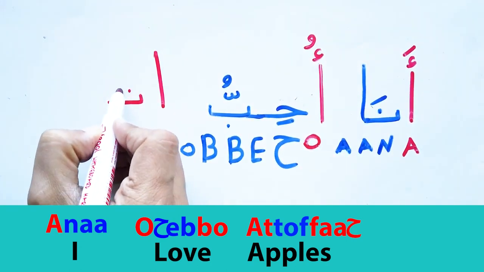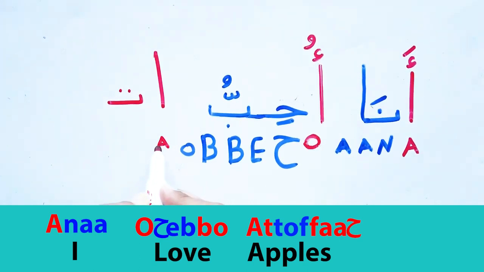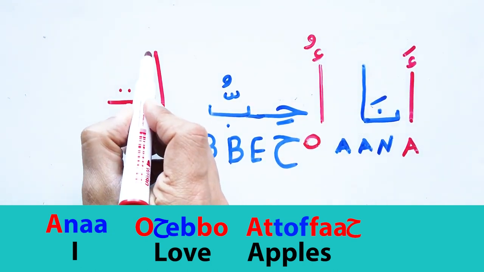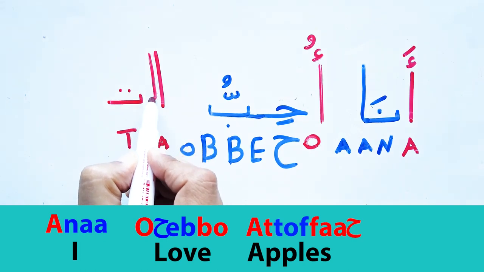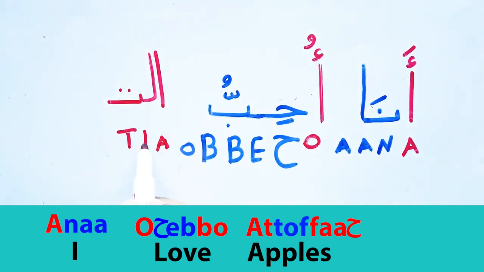التفاح, the sound of T. So here I have the sound of A, and here I say التفاح. But pay attention, we have a letter here that we dropped, we didn't pronounce. It is lam, sounds like L, but we drop it. When you say L, it means the in Arabic. So I want to say, I love the apples. This is how we say it in Arabic.